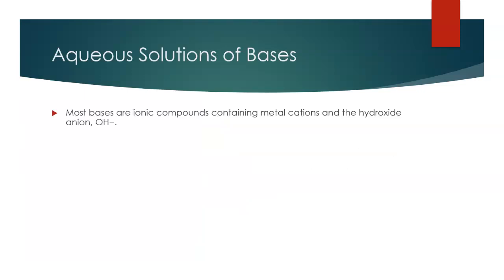Most bases are ionic compounds containing metal cations and the hydroxide ion. These bases are going to dissociate or break apart in water, like NaOH. NaOH is a strong base, so it'll completely dissociate into Na+ and OH-.